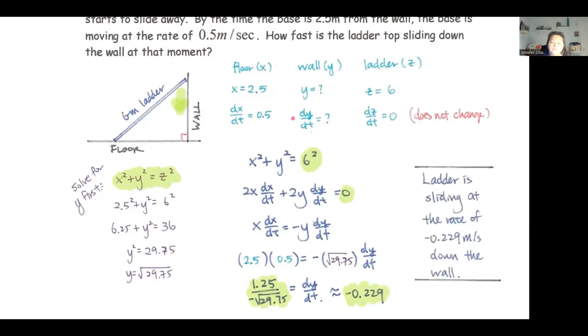I said the ladder is sliding at the rate of negative 0.229 meters per second down the wall. Watch your units and watch your signs. The negative means it's sliding down, so that makes sense. If it's sliding up, if we're moving up, then it's going to be a positive rate.